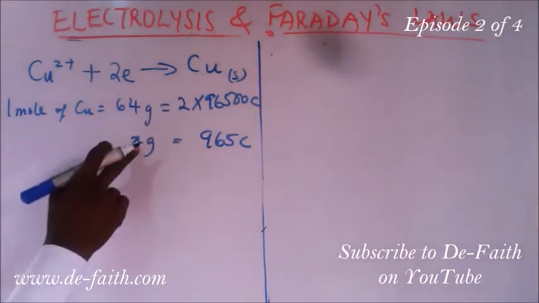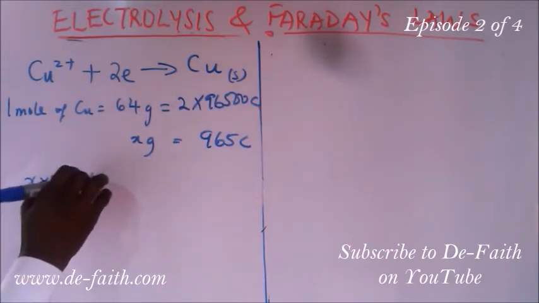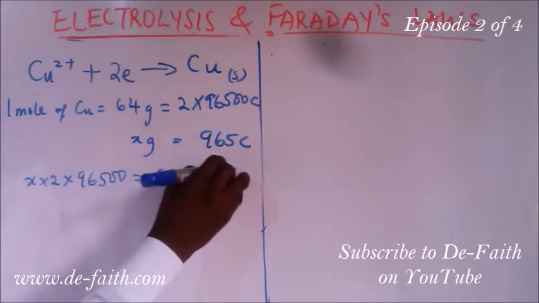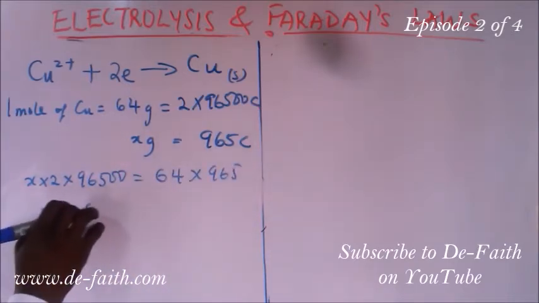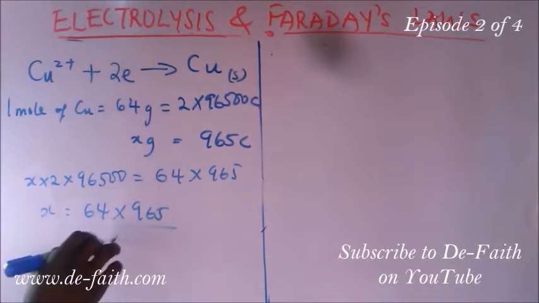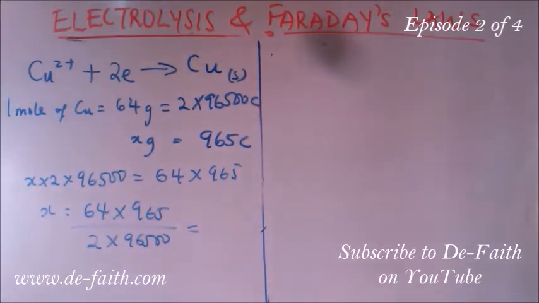So we'll cross multiply. X multiplies all this. So that's X times 2 times 96,500 equal to 64 times 965. X equal to 64 times 965 over 2 times 96,500. So when we multiply all this, it will give 0.32 grams of copper. So this is the mass of copper that will be deposited at the electrode with 965 coulomb of electricity.